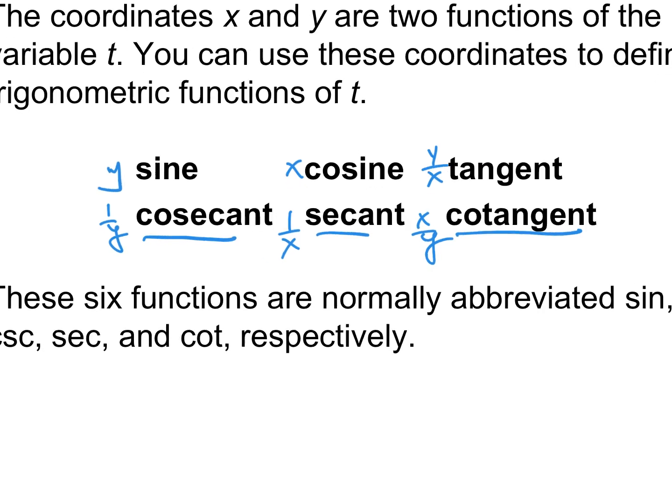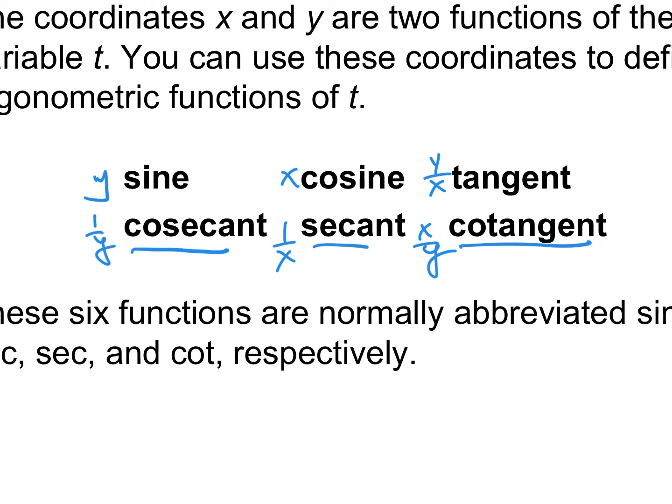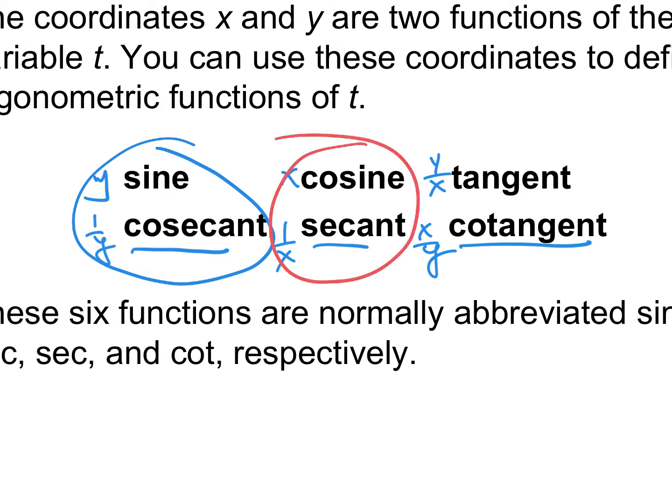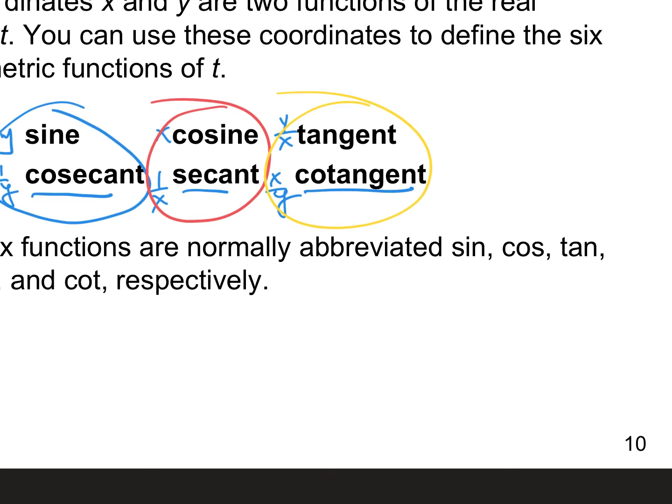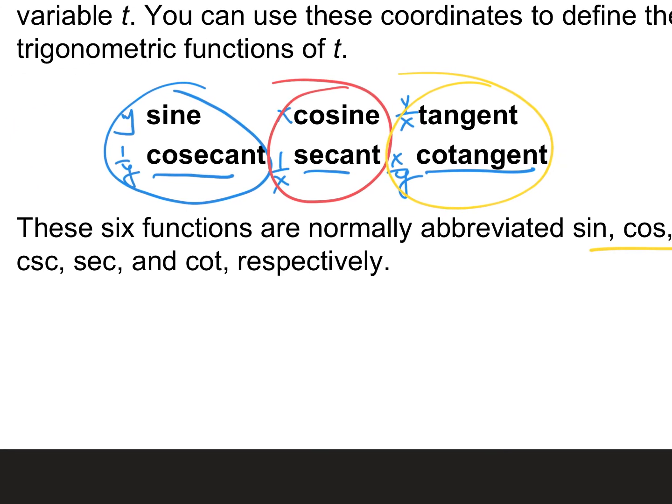Now, you need to know these words. I know it would make more sense if sine went with secant and cosine went with cosecant, but it's not like that. Sine and cosecant go together. Cosine and secant go together. Tangent and cotangent go together. That's one that's kind of easy to remember. All right, the abbreviations are right here, so you guys can see that.